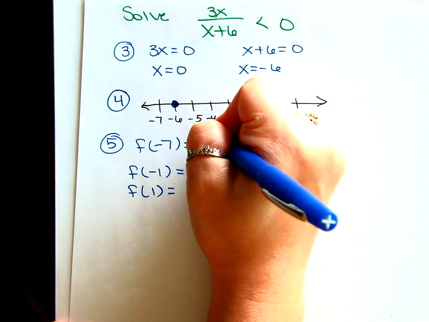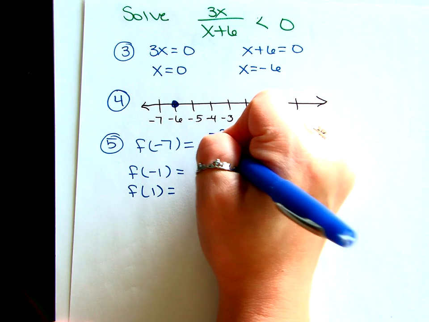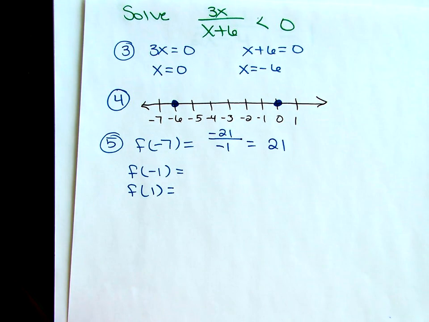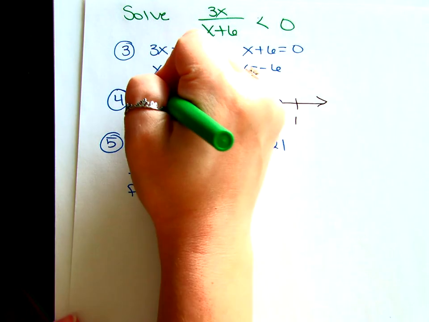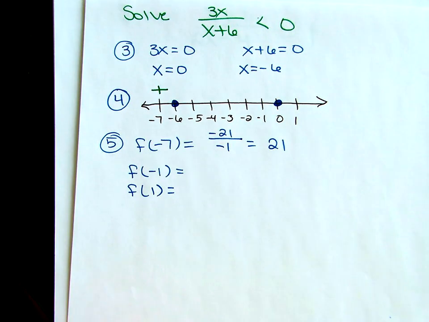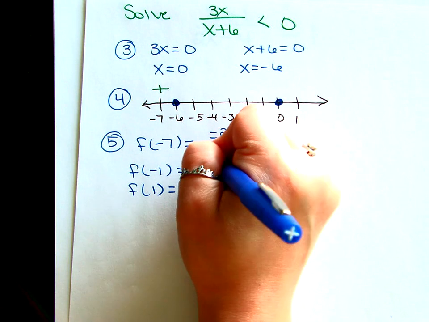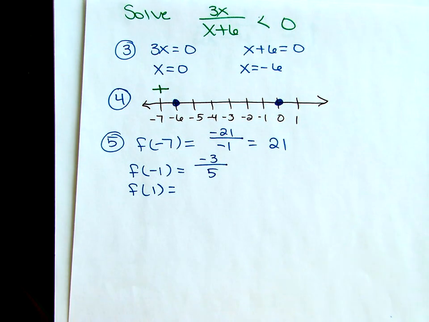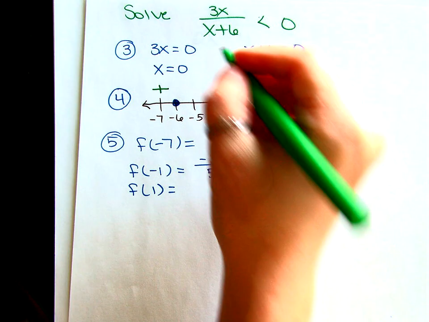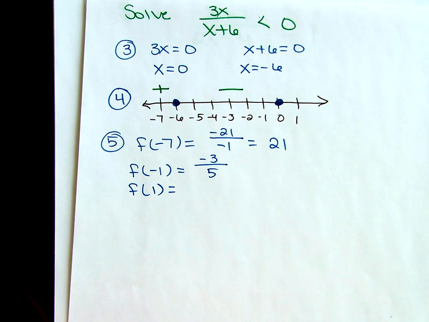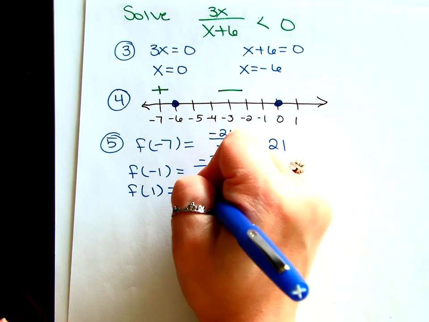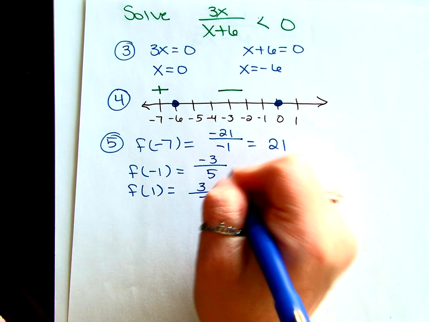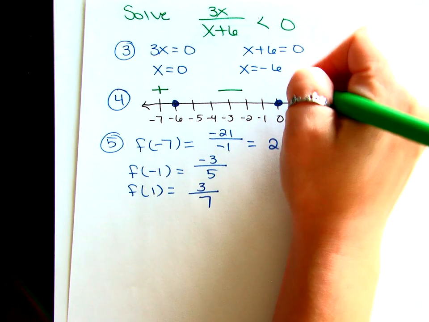Negative 21 over negative 1, which gives me positive 21. Negative 3 over positive 5. Gives me negative 3 over 5. And then the last one is 3 over 7. Positive.